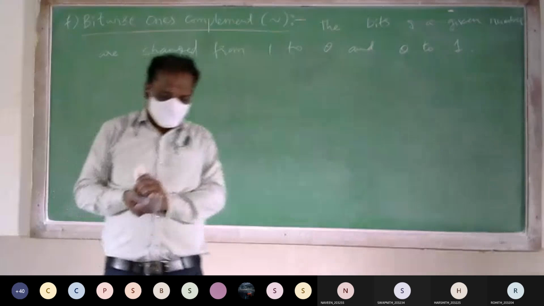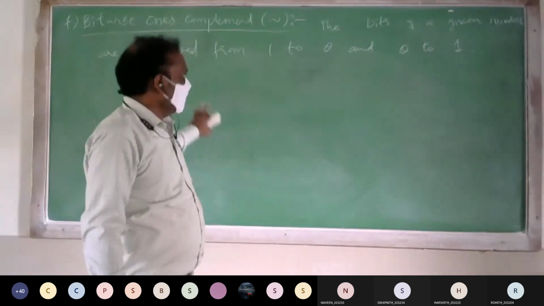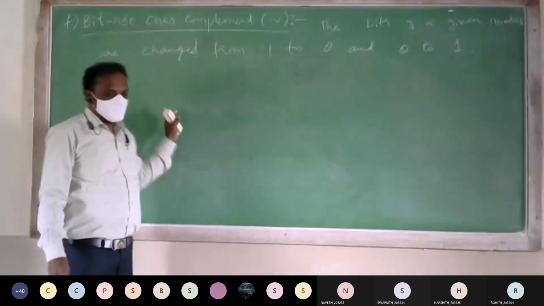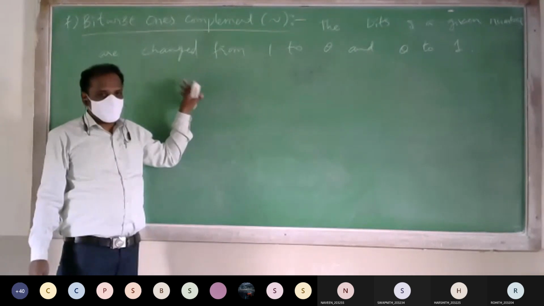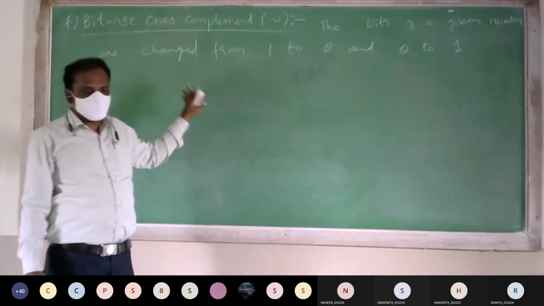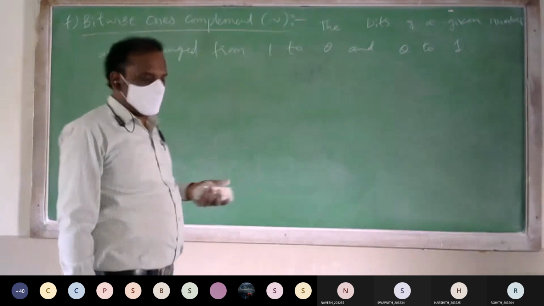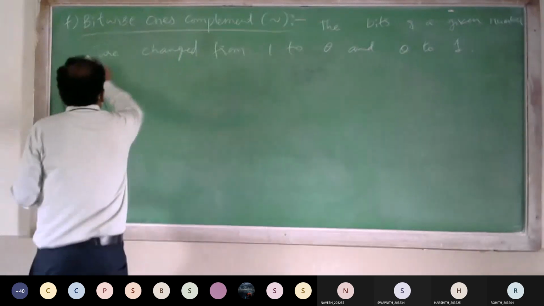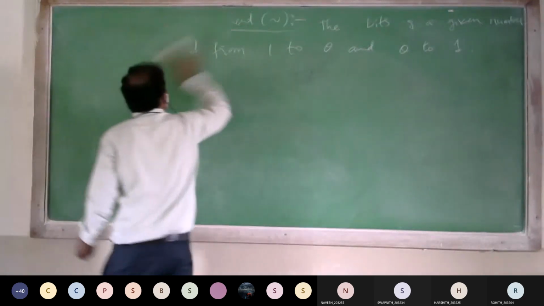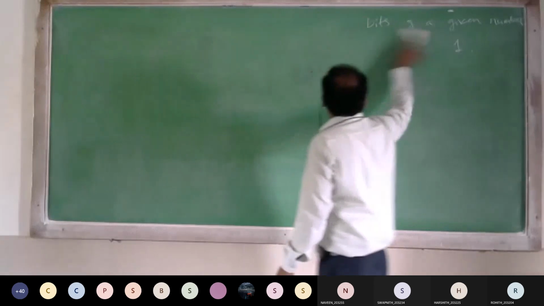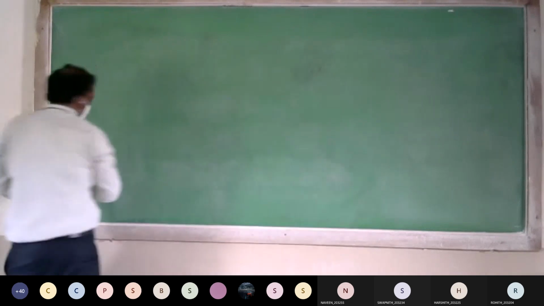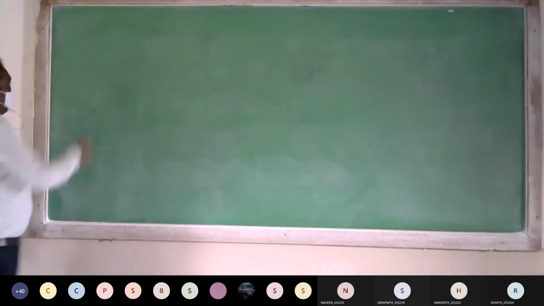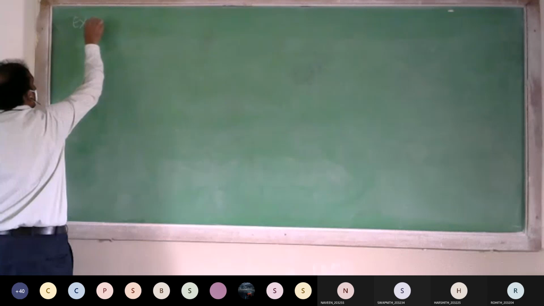Now see the problem carefully, because this is one of the confusing topics. 1's complement is one of the very confusing topics. The definition just says that zeros are converted into ones and ones into zeros. But the computer will not give that kind of answer. Now we shall see with an example problem.